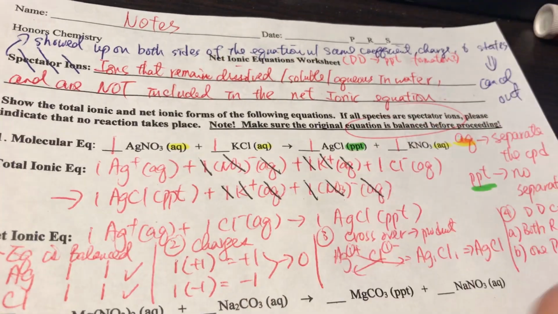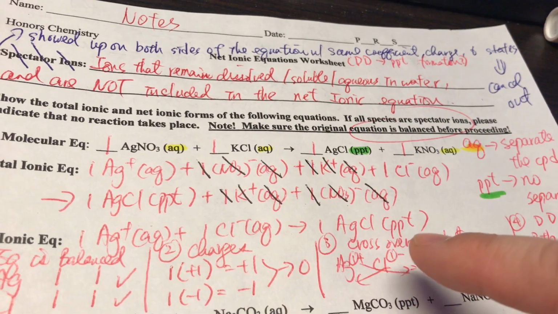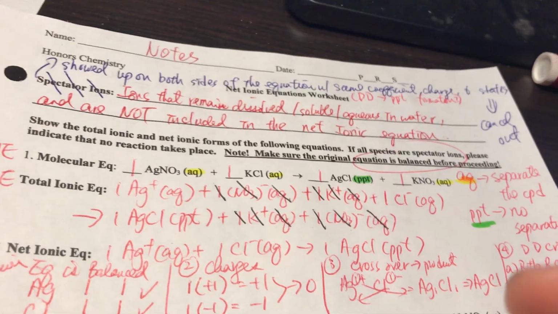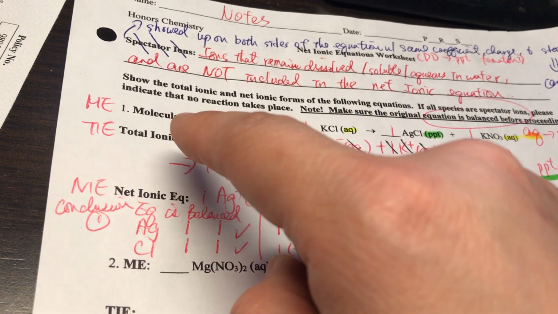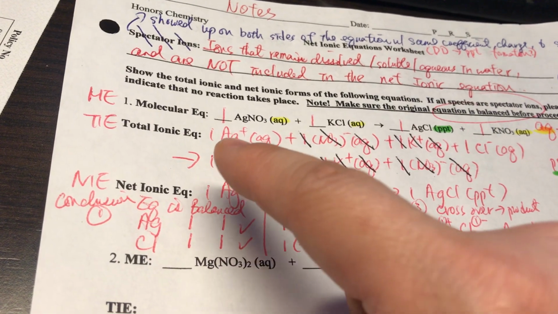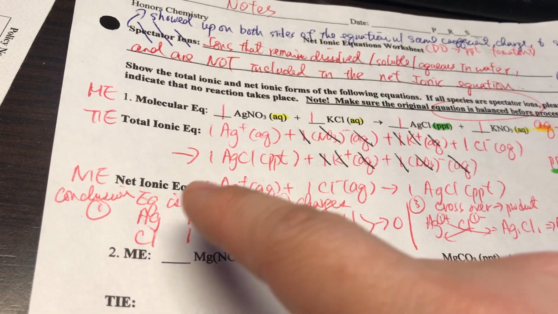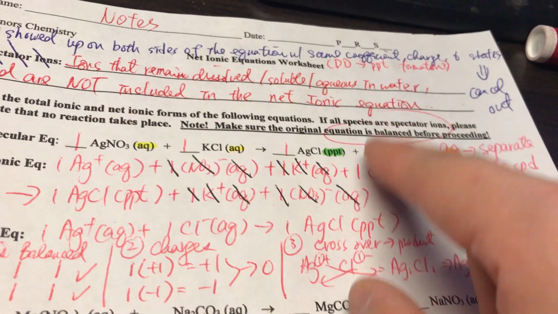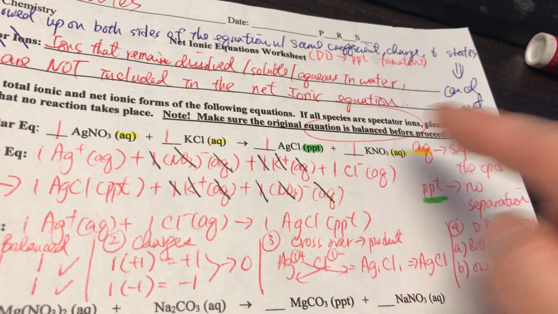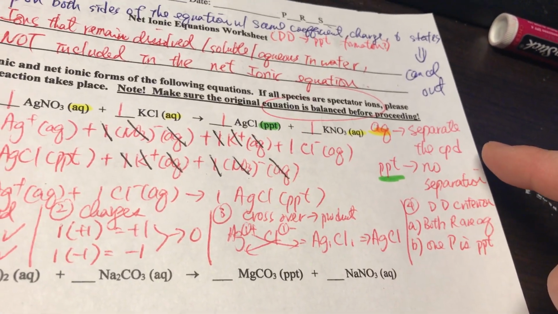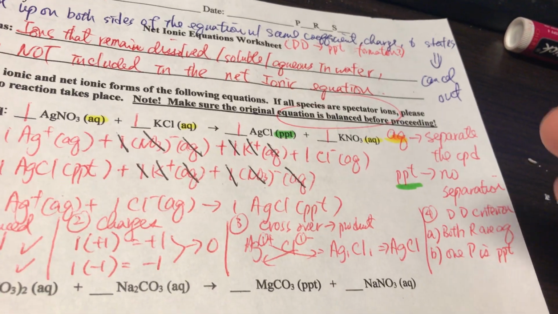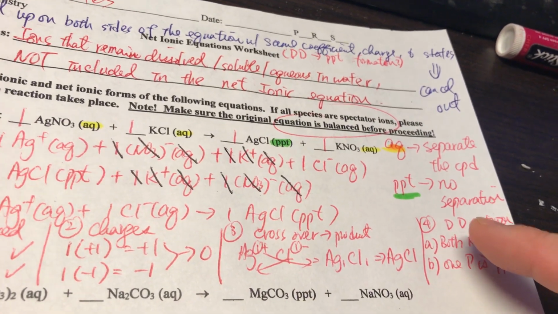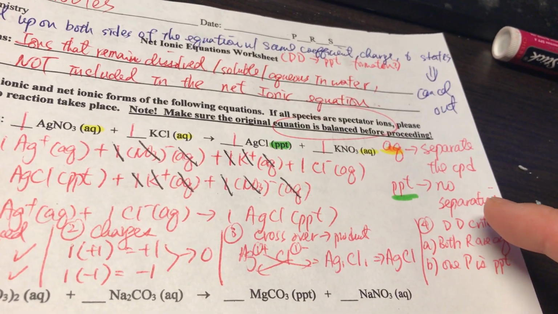In this worksheet, you have to always balance the equation, no matter whether you have a reaction or not, because we want to show what happened if you have a reaction and what happened if you don't. Now, we have the molecular equation, the total ionic equation, and then the net ionic equation. So we want to balance everything. Then whenever we see aq, we have to separate the compound, because aq means soluble, that means they separate. Whenever we see ppt, that means they settle down, so we should not have separation.